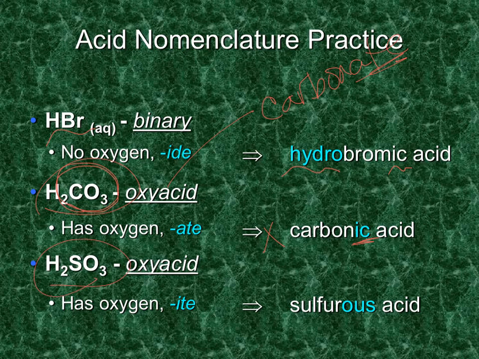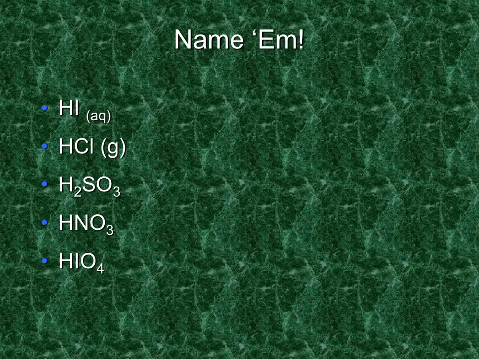And finally, here is another ternary or oxy acid. The name of the polyatomic in this case is sulfite. It ends in -ite, which means the acid ends in -ous, sulfurous acid. Go ahead and try naming these acids on your own. Oh, look, I just repeated one there. Oh, we just did that one. But pause the video and try to name them on your own, and then we'll go over the names on the next slide.